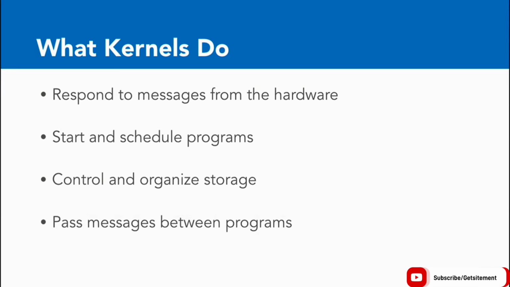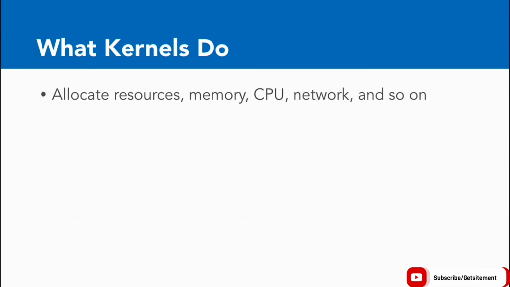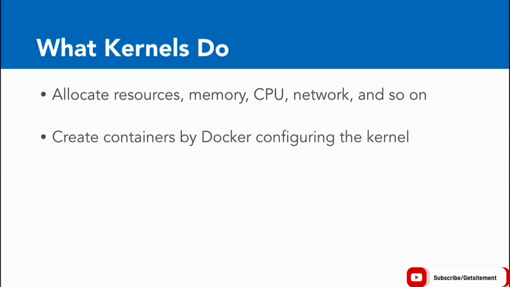It passes messages between programs. When two programs on the computer want to communicate, or two programs on different computers want to communicate over a network, they ask the kernel to pass the message. The kernel gets it ready and sends it over to the kernel on the other computer, which receives the message, gets it ready for the program, and sends it to the program over there. It allocates resources: memory, time to actually do work on a CPU, how much network bandwidth to give to whom. All of that is managed by the kernel.